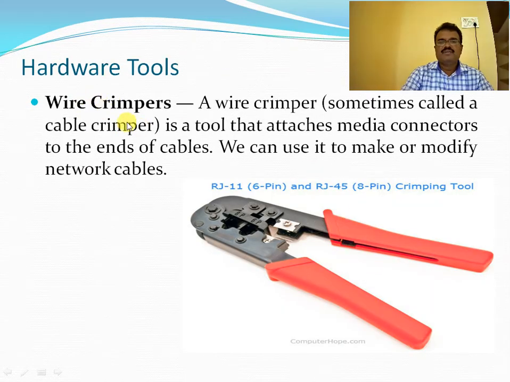So the first one is a wire crimper. A wire crimper, sometimes called a cable crimper, is a tool that attaches media connectors to the end of cables. We can use it to make or modify network cables. Generally this is used for crimping RJ11, that is 6 pin, or RJ45, 8 pin, crimping tool. Generally in networking we use RJ45 cable. We use a UTP cable, that is unshielded twisted pair cable, and we connect RJ45 to the UTP cable to make a network cable. So for this we use the wire crimper.